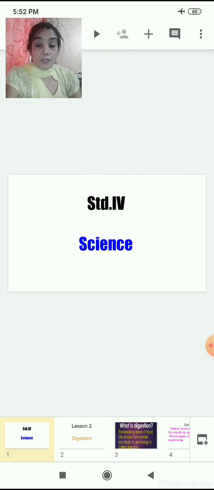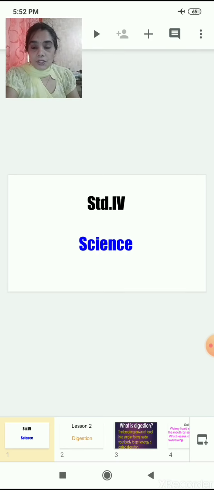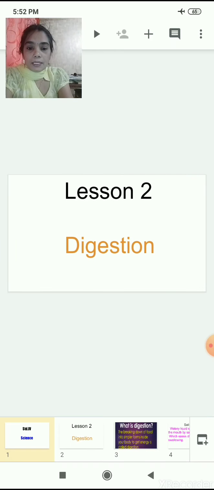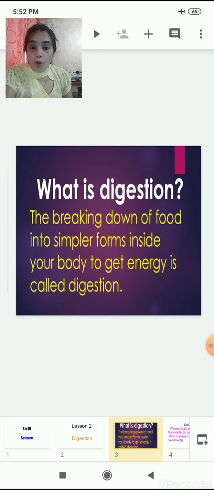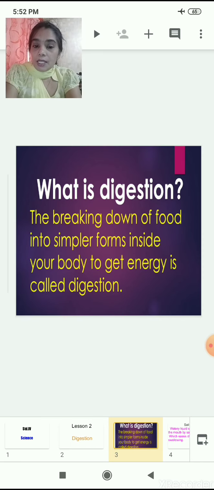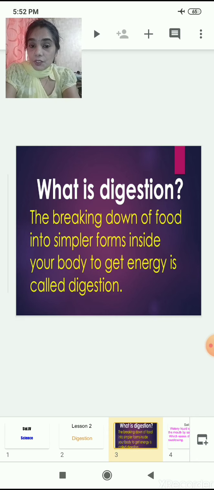Now, let's start. So, you all know what is digestion. The food we eat gets digested. That is called digestion. So what is the exact definition of digestion? The breaking down of food into simpler form inside your body to get energy is called digestion. So children, what is digestion? The breaking down of food into simpler forms inside your body is called digestion.